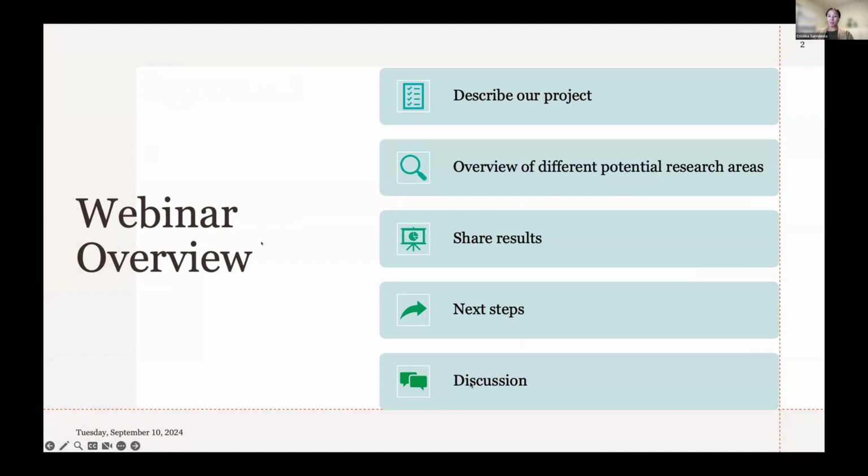Okay, so this is just a brief overview of what we'll talk about. We're going to describe our project and give an overview of the different potential research areas that we explored throughout the course of the project. And then we're going to share our results as well as next steps, and then hopefully have some time for discussion and questions.